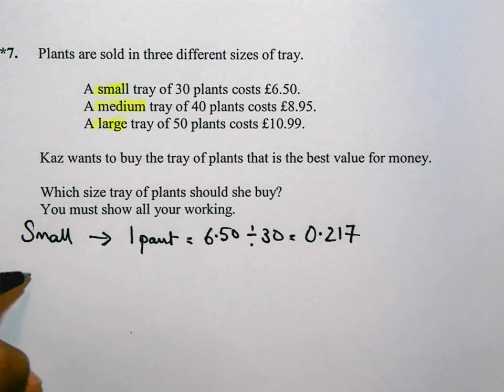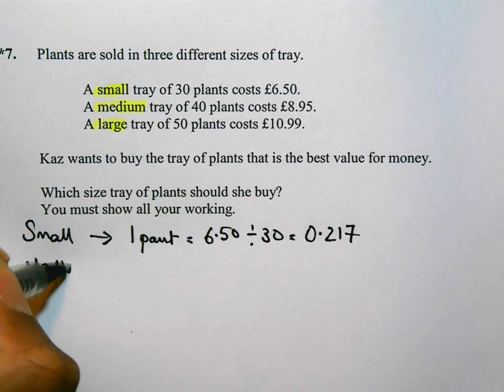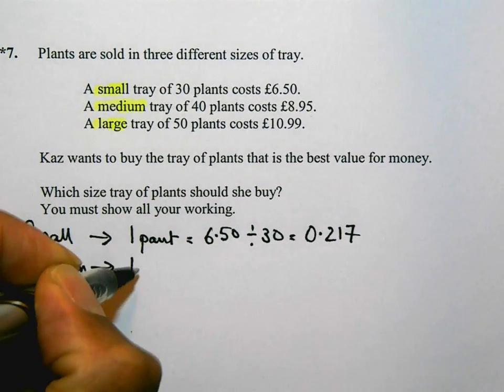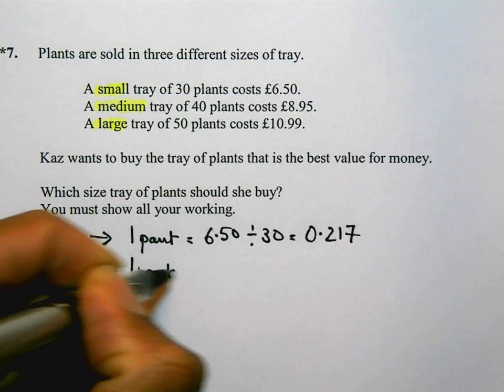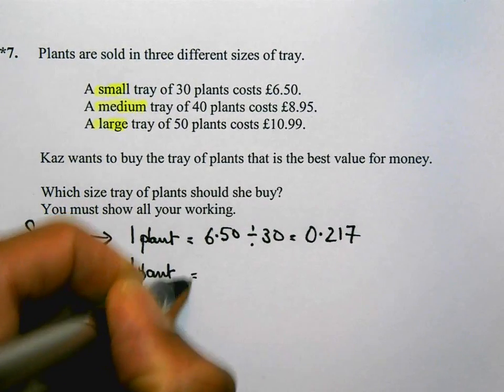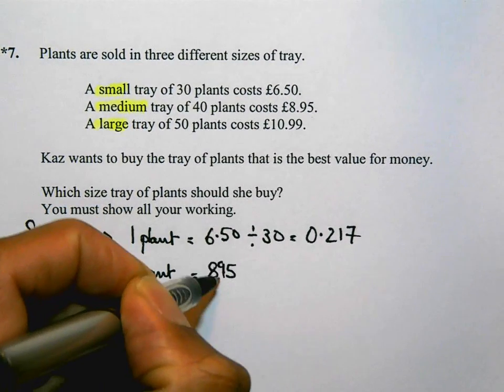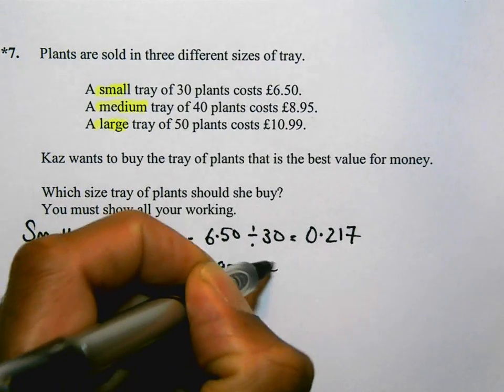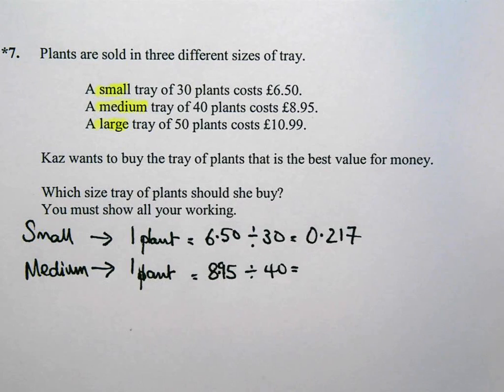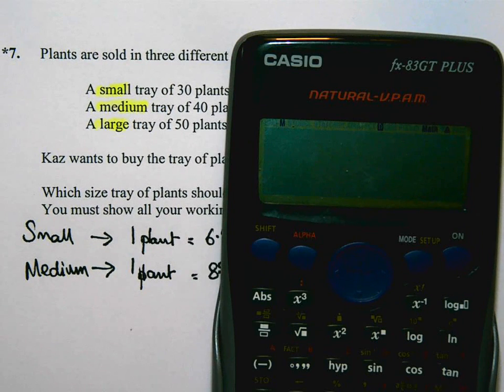So let's go on to the medium. For the medium, 1 plant is going to cost, and 40 plants cost £8.95. So 1 plant is going to be £8.95 divided by 40, which is, again, go through that calculation, 895 divided by 40 equals 0.22375. And again, I'm going to round that to 3 decimal places, so I'm going to call that 0.224.